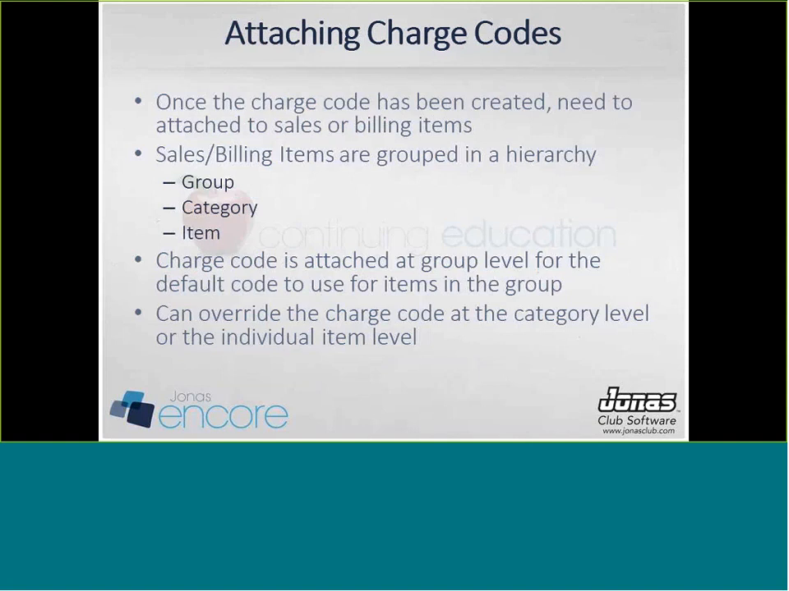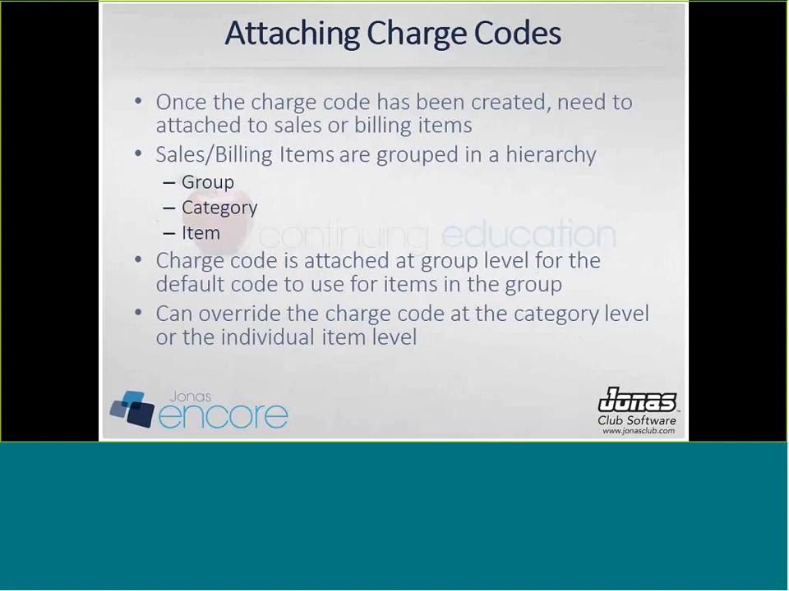So again, the sales and billing items are grouped in a hierarchy: a group, category, and then the item. Every sales or billing item belongs to a category, which belongs to a group. The charge code is attached at the group level, the highest level, for the default code. Yes, 90% of your items might not follow that default code, but we still set a default at the group level. That means if I don't do anything else, any items within that group will go to this spot. Then you can override the charge code at the category level and again at the individual item level if required.